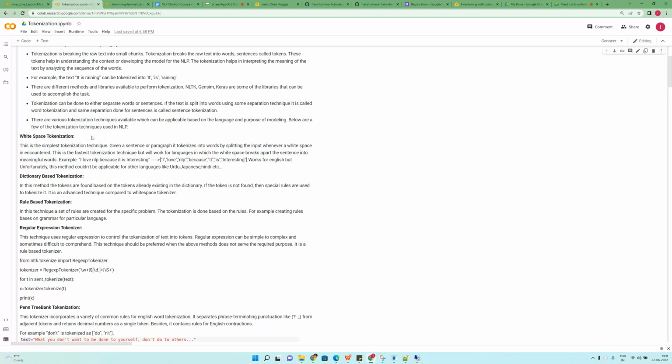So there are various tokenization techniques available, which are applicable based on language and purpose of modeling. Below are a few tokenization techniques used in NLP. So there are multiple tokenization algorithms or ways to tokenize the text. We'll go through one by one. The first one is white space tokenization that I talked about.